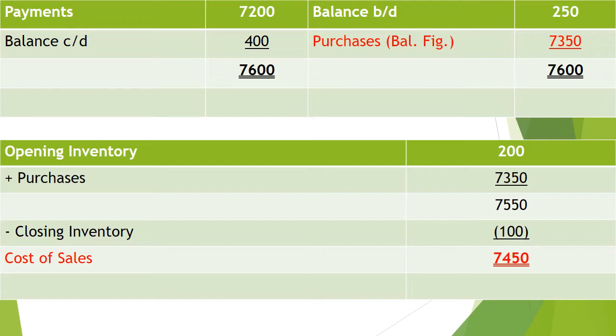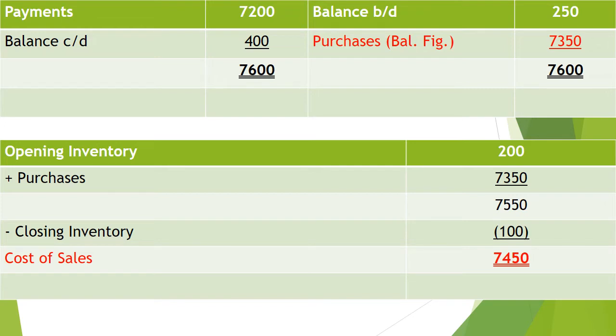A liability opening balance is always credit, so it will be recorded on the credit side, 250. The balance at the end of the particular period, 400, is also a credit balance, and 7,200 is the payment to the supplier. And this is the balancing figure of purchases, 7,350, making 7,600 on both sides, debit and credit.